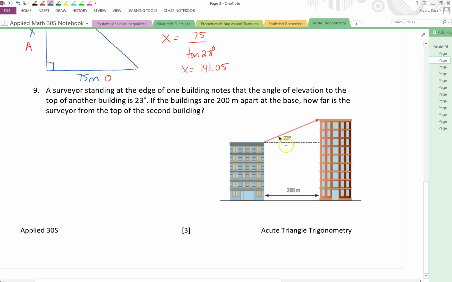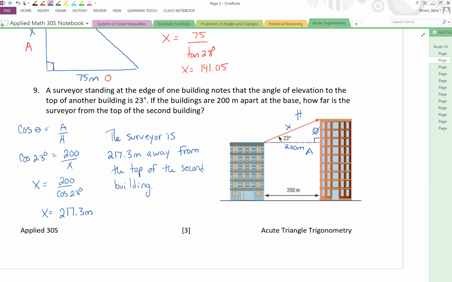Well, we know that in this triangle, this is 200 meters. We know that this is 90 degrees. So I'm solving for this x. According to this triangle, you can label it and you can solve for x. I'm going to leave this one for you. So go ahead and try it, and then come back and check with my answer.